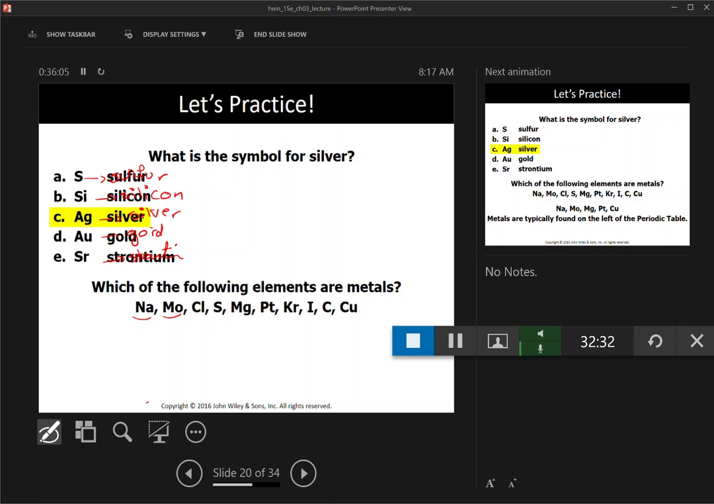Now, let's look at magnesium. Magnesium is element number 12. Did you all find it? Is magnesium a metal or a non-metal? It's a metal. Very good. What type of metal is magnesium? Alkaline earth metal, and it's one of the main group metals. Very good.